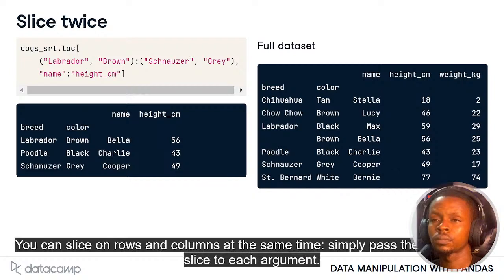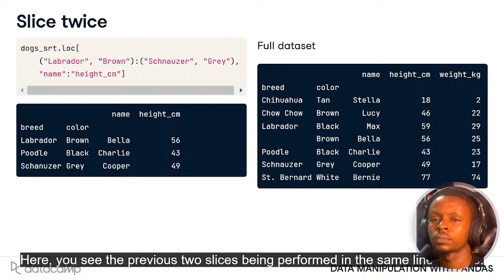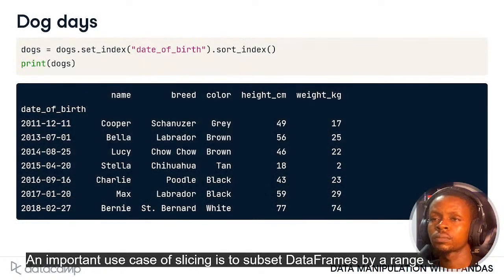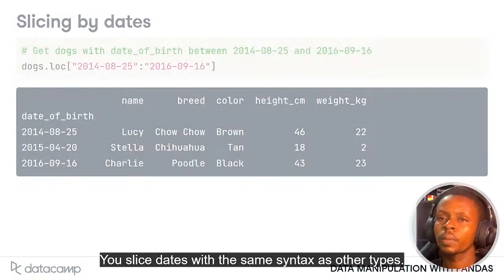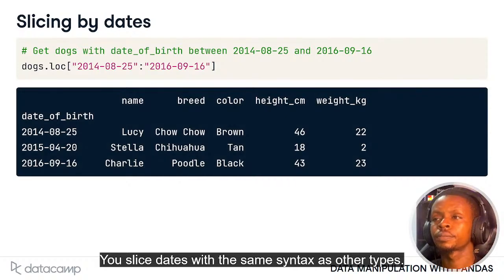You can slice on rows and columns at the same time. Simply pass the appropriate slice to each argument. Here you see the previous 2 slices being performed in the same line of code. An important use case of slicing is to subset data frames by a range of dates. To demonstrate this, let's set the date of birth column as the index and sort by this index. You slice dates with the same syntax as other types. The first and last dates are passed as strings.